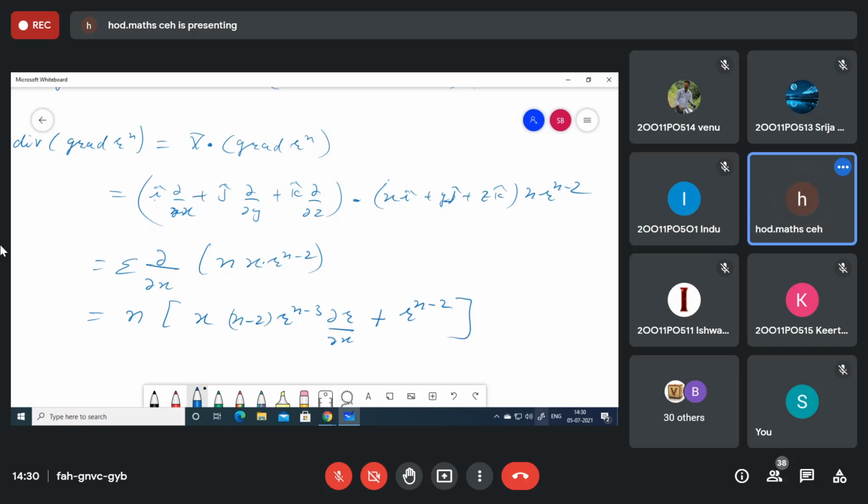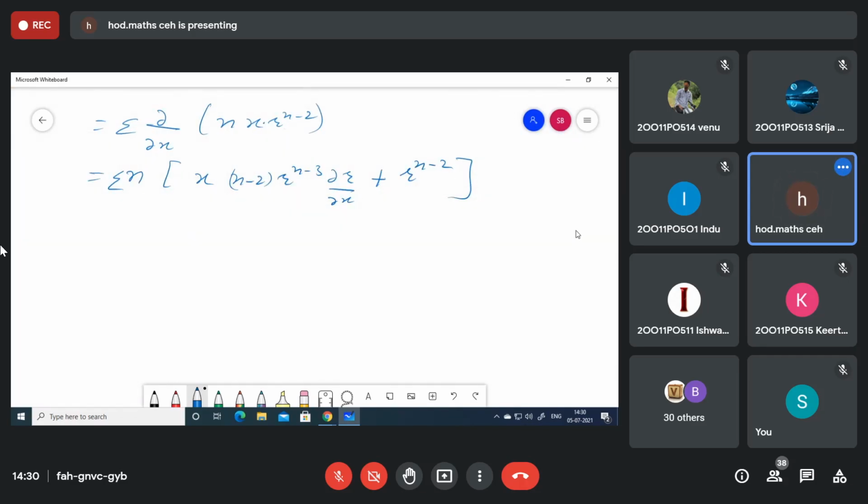Understood? Yes, ma'am. And don't forget to put a summation sign. Summation means I need to write the same terms in terms of y and z also. Okay, now. Again, let us simplify: summation n as it is, x as it is, n minus 2 as it is, R to the power n minus 3 as it is. What is dou R by dou x? The value is x by R. So R to the power n minus 2.